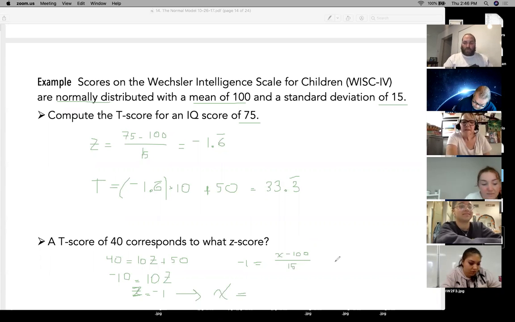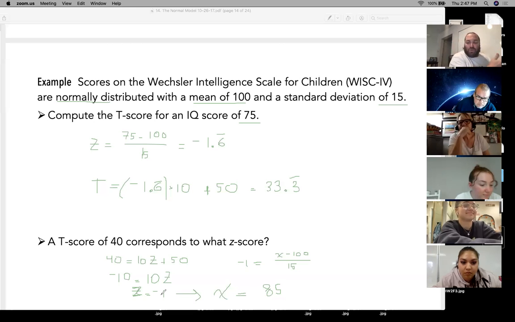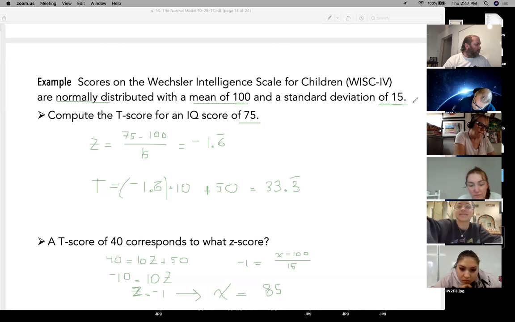So now we have to find X. We're going to multiply by 15, which gets rid of the 15 and gives us 85. That makes sense because remember what a Z-score of -1 is? You're 1 deviation below the mean. If the mean is 100 and you're 1 deviation below the mean, you're 15 below the mean. You're at 85. We've gone full circle.